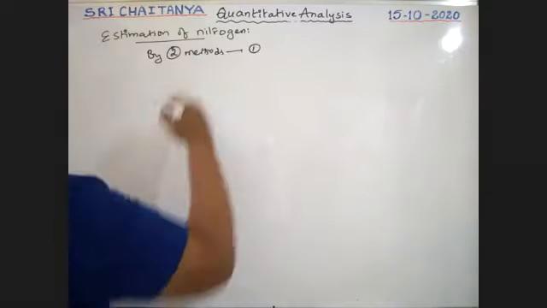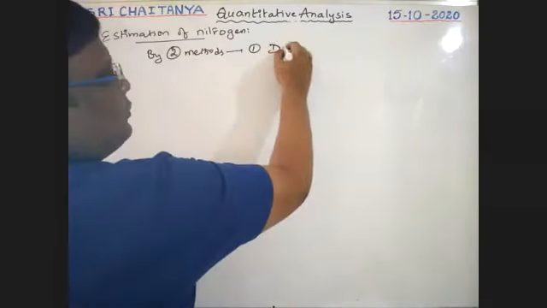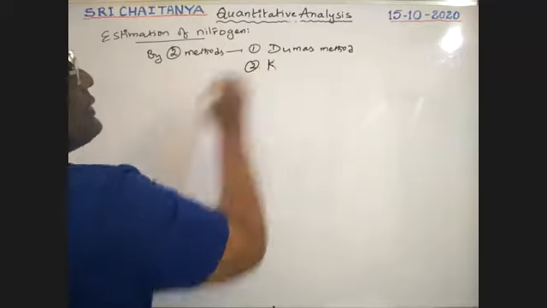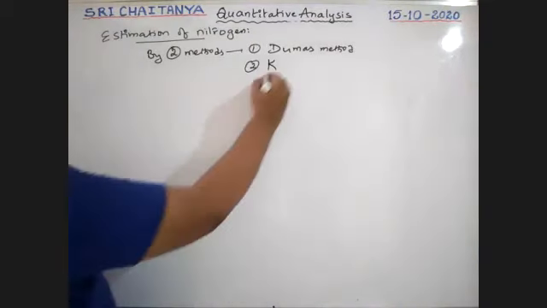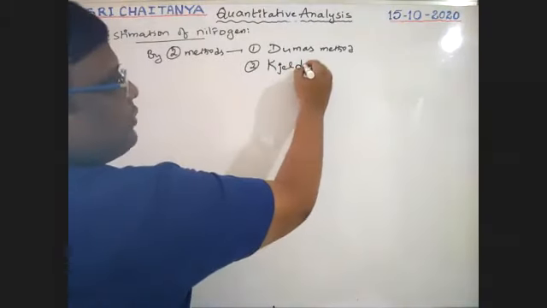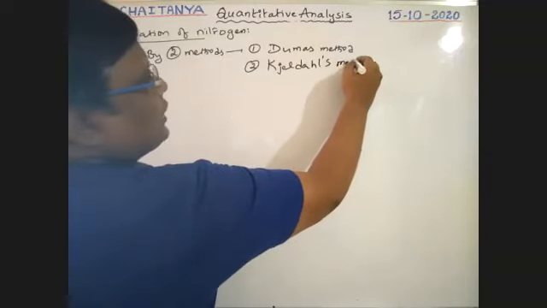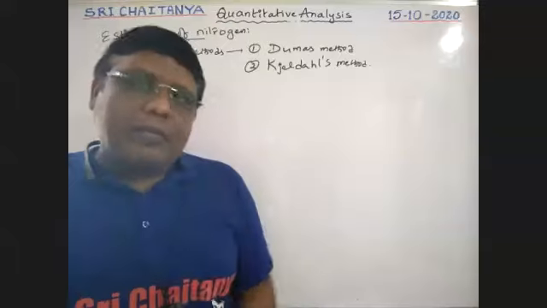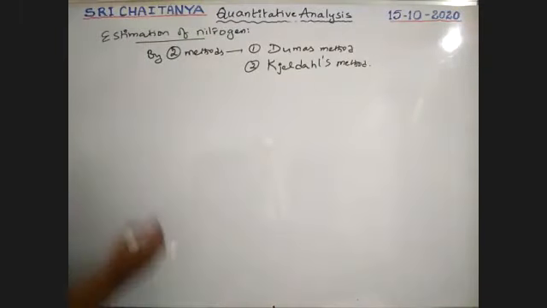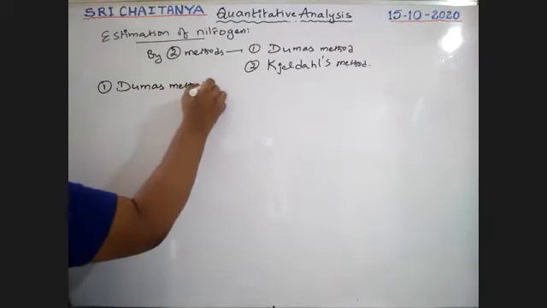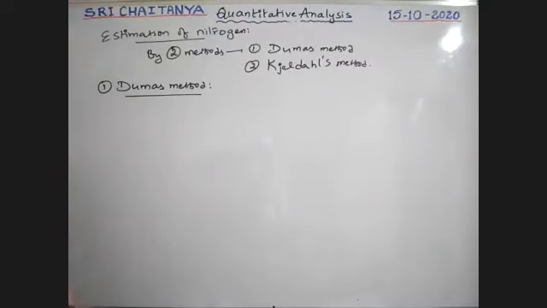So one is Dumas method and the second one is Kjeldahl's method. So Dumas method and Kjeldahl's method. By using these two methods, nitrogen can be estimated. First of all, first subheading, Dumas method.